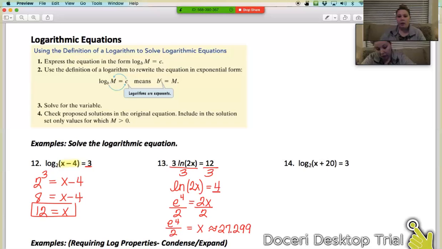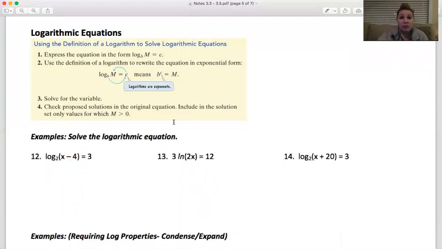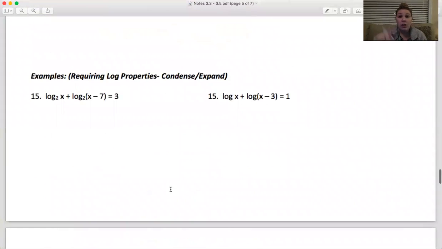It'll specify how it wants you to round, but 3 is usually good if it doesn't say. So that's that. Those are the really simple ones. Isolate the log, rewrite it in exponential form, and then do whatever you have to do to solve. Let's look at a couple where we have to use some of our log properties.